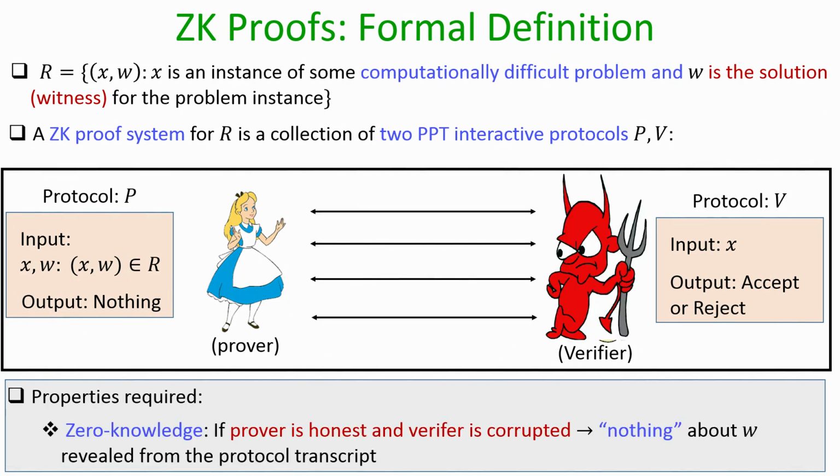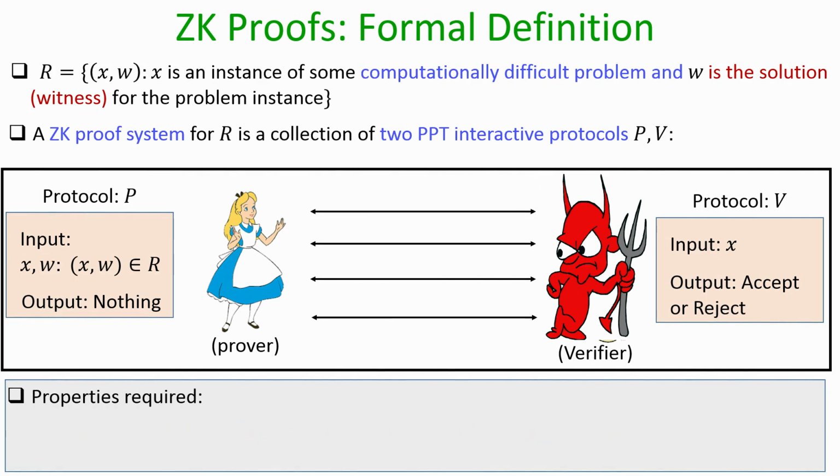And the third property is the zero knowledge property, which is analyzed with respect to a corrupt verifier and an honest prover. The zero knowledge property demands that if the prover is honest and the verifier is corrupt, then irrespective of the way the verifier participates in this protocol, the verifier learns absolutely nothing about the witness w that is available with the prover. Here "nothing" is in quotes; it is not formal. What exactly do we mean by nothing is learned about the witness?